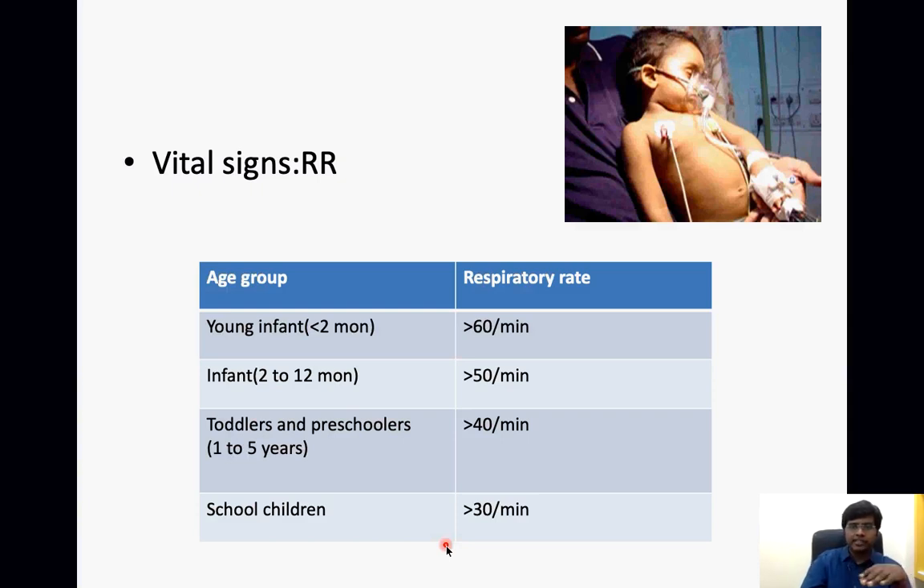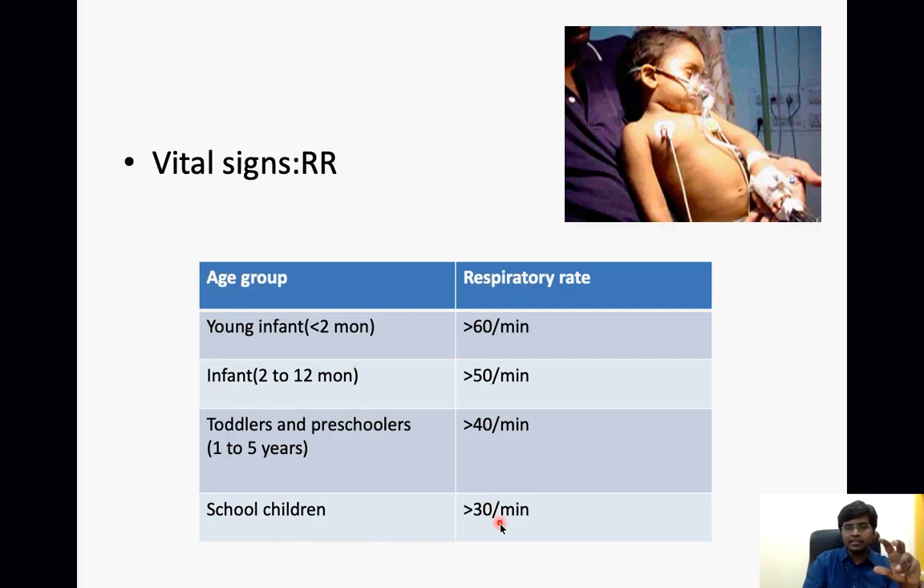You count the full respiratory rate, and please remember that the cutoff is all age dependent. In a young infant less than 2 months of age, a respiratory rate of more than 60 per minute is said to be tachypneic. A respiratory rate of more than 50 per minute is tachypnea between 2 to 12 months of age. When the respiratory rate is more than 40 per minute in a child less than 5 years, it's significantly tachypneic. And in an older child, when the respiratory rate is more than 30 per minute, it's called tachypnea.